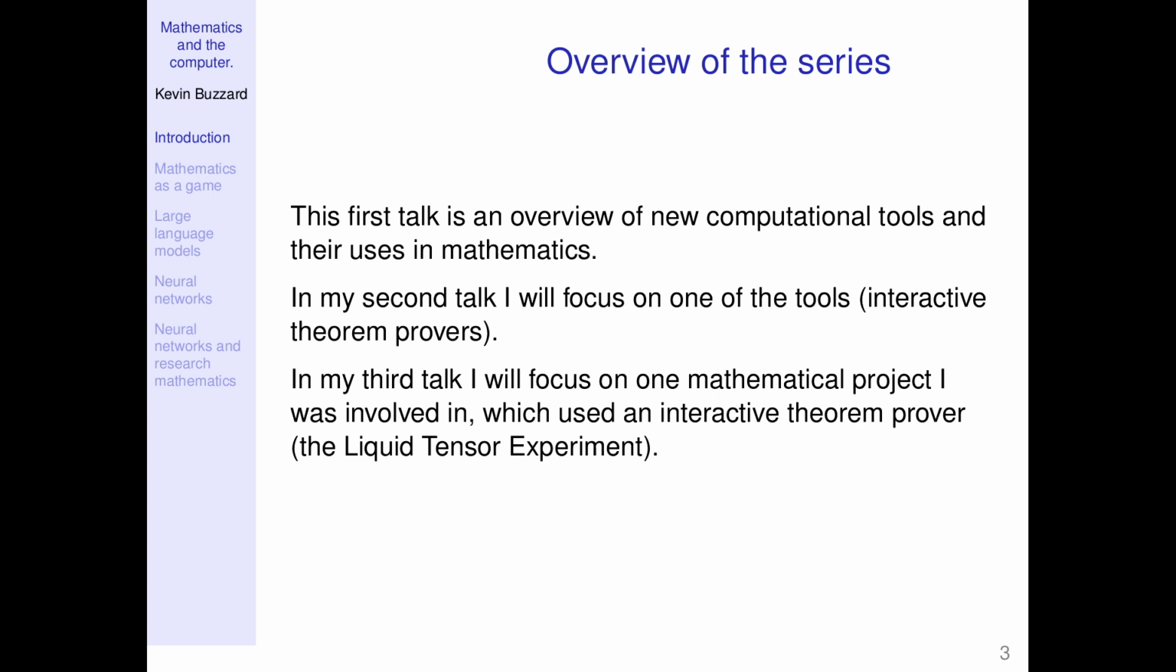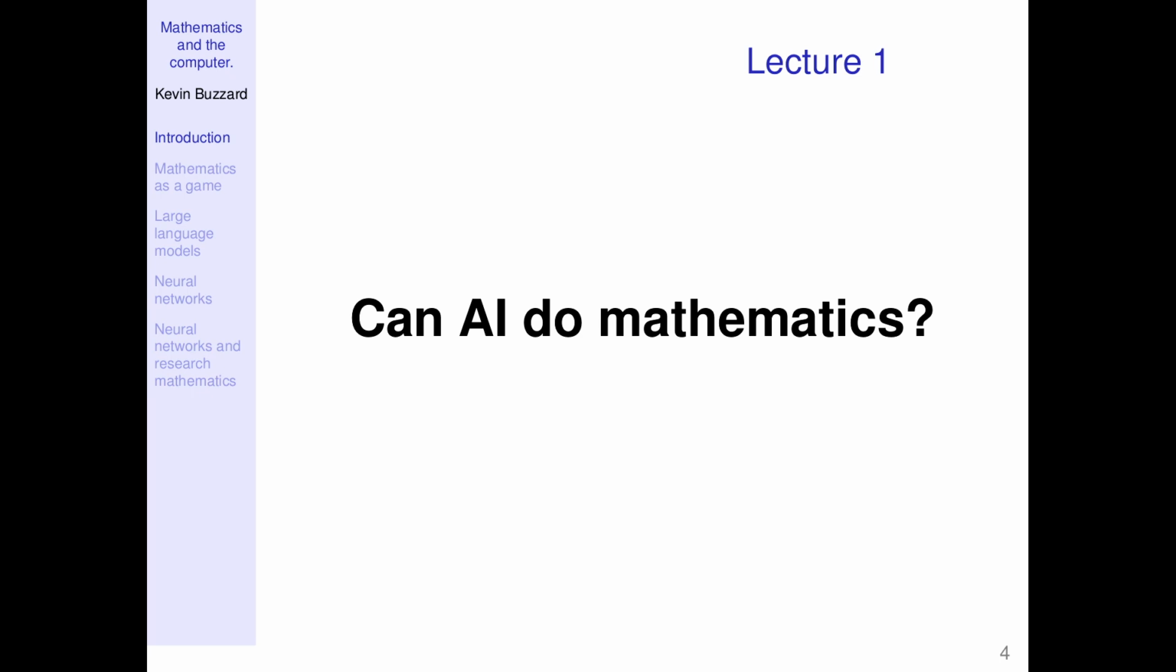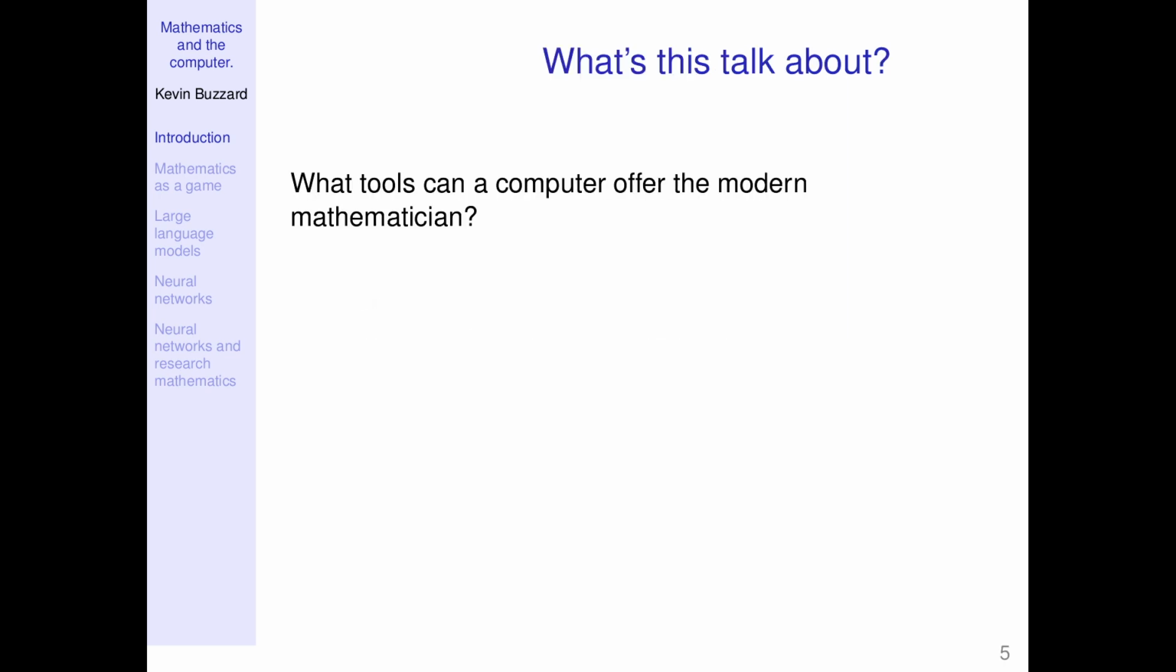I'll show you how they work. And in the third talk, there will be some mathematics. I'll talk about one mathematical project I was involved in, which is completely unlike any other mathematical project I'd ever been involved in before. So there are the 3 talks. This is the first talk. It's a very general question about whether AI techniques are actually going to disrupt mathematics.